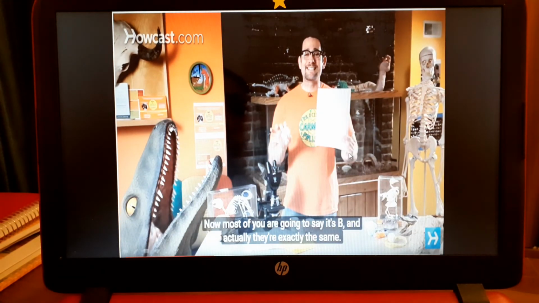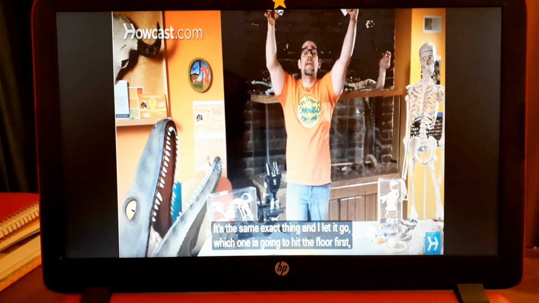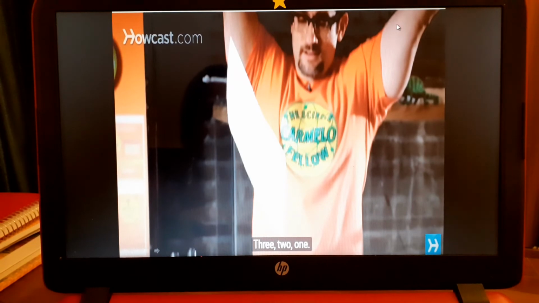Now, if you let them fall, which one will fall slower? The one with the bigger surface area. Yeah, this one. Which one will fall faster? The one with the smaller surface area. Why? This one has more air resistance and the other one has less air resistance.